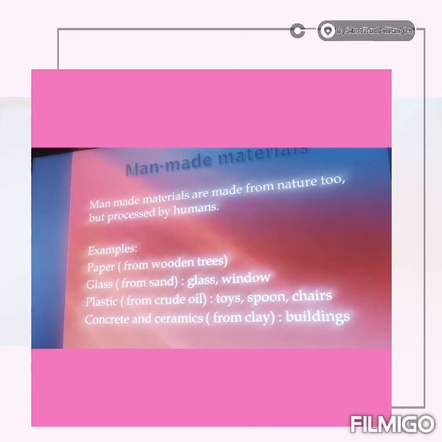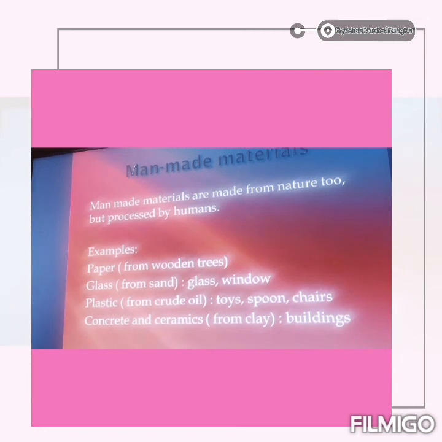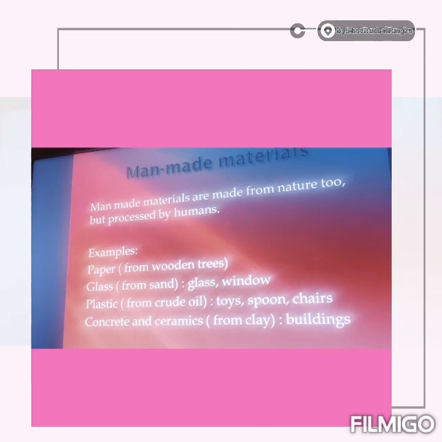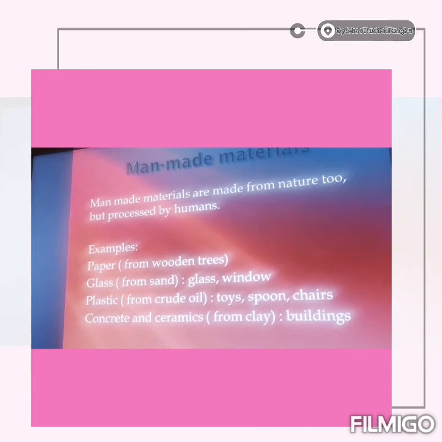Plastic. Plastic is made from crude oil. It is used to make toys, spoons, chairs, and many more. Concrete and ceramics. Concrete and ceramics come from clay, and are used to make buildings.